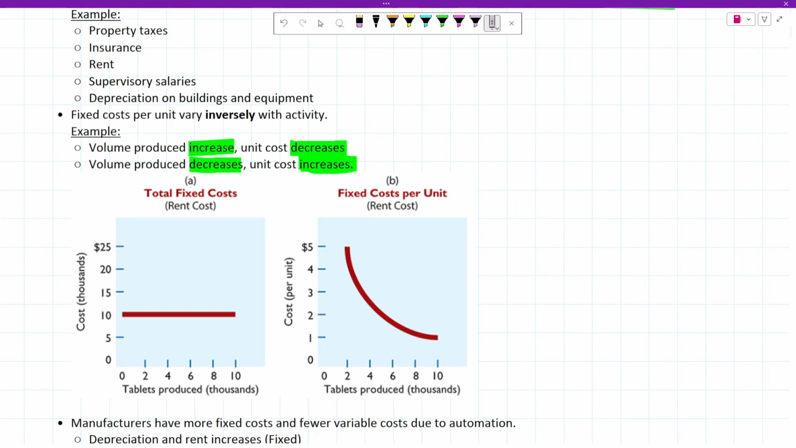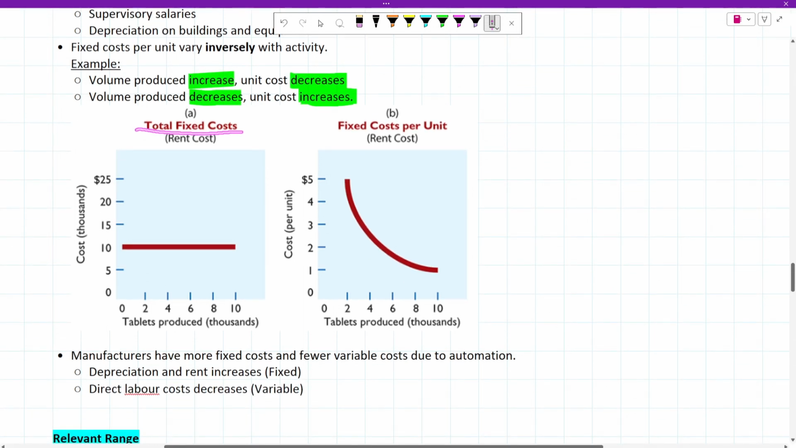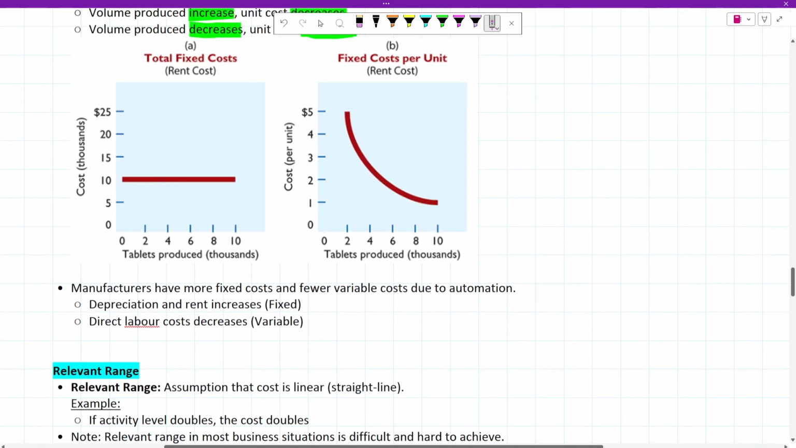And this is just showing, so total fixed cost, as you can see, it's always constant. So if I produce 2, 4, 6, 8, 10,000 tablets, it's all going to cost 10,000. So let's say here it's per unit. So if we're producing 2,000, it's going to cost $5 per unit. 4 tablets, it's going to cost $2. 6, it's going to cost 2.5 around. 8, around 1.